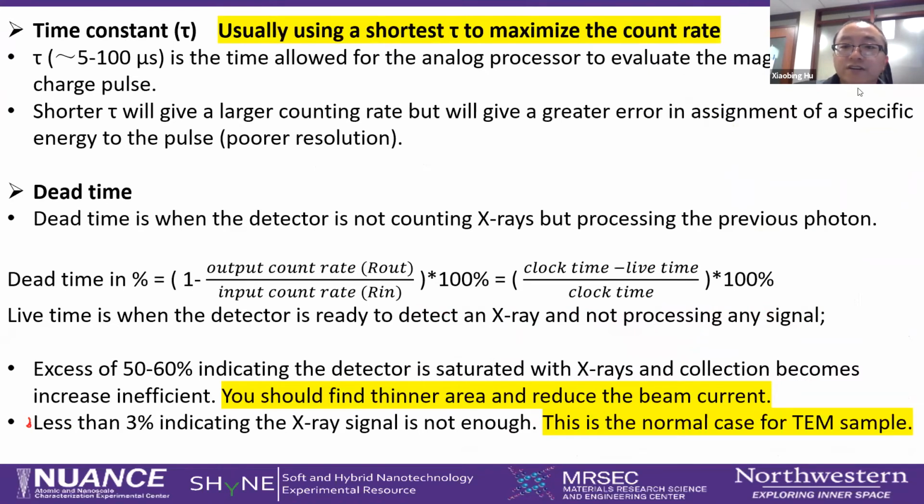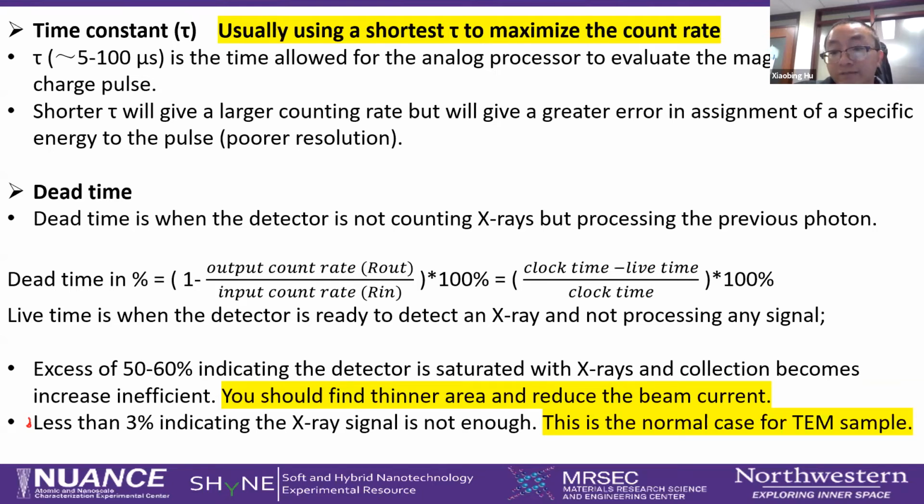Then this one is the time constant. You will need to use it during your EDS acquisition. The time constant is usually the time allowed for the analog processor to evaluate the magnitude of your charge pulse. So a shorter time constant will give you a larger counting rate, but will give a greater error in the assignment of a specific energy per pulse.